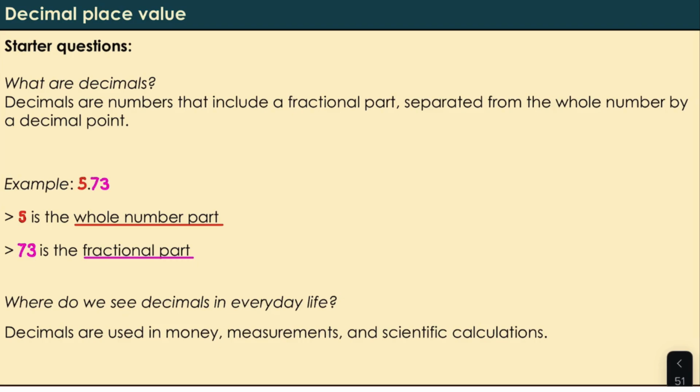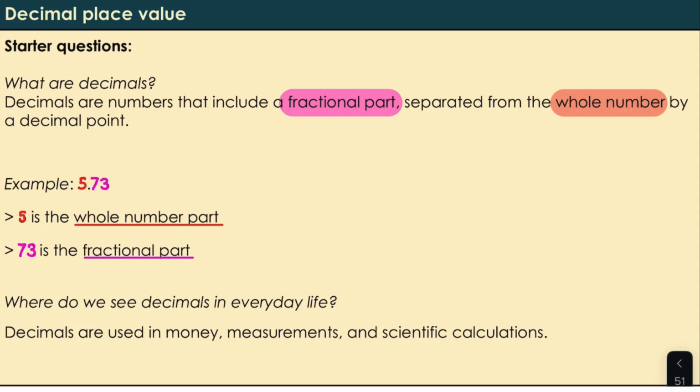So decimals are numbers that include a fractional part that is separated from the whole number by a decimal point. For example, 5.73. The red 5 is the whole number part, and the pink 73 is the fractional part.